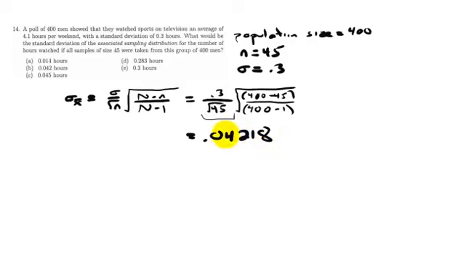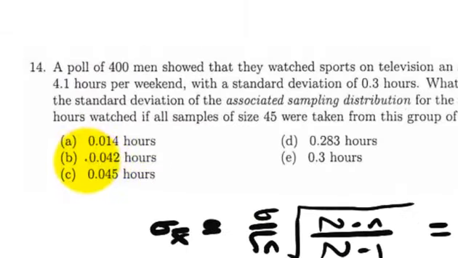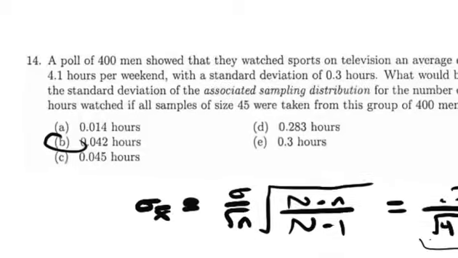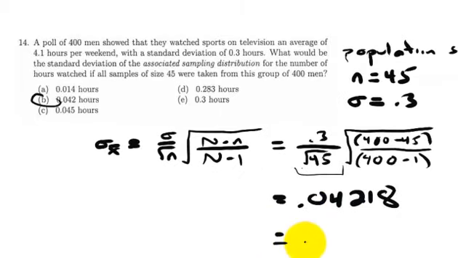0.04218, and so on. Now, the closest one would be up here at B, and if I were to round this to 3 decimals, I would get exactly what B is. So the answer to number 14 is 0.042 hours, which is letter B.